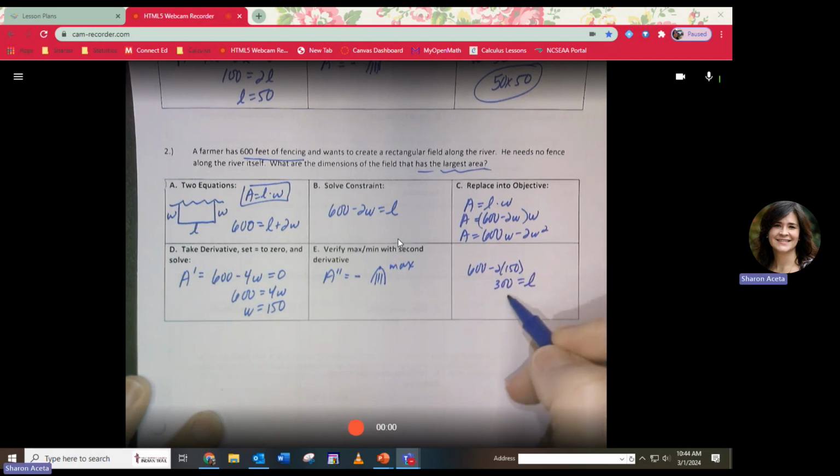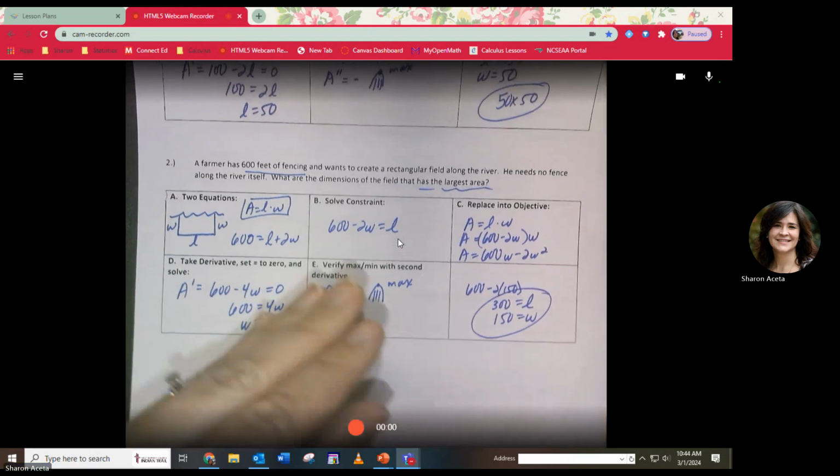You would have a length of 300 and a width of 150. That would give you the maximum area. Let's try another one.